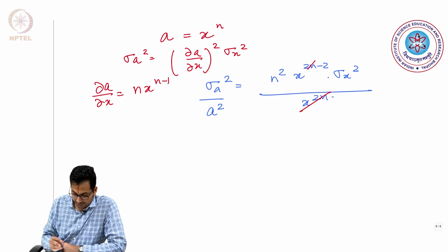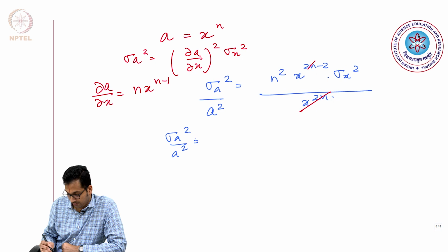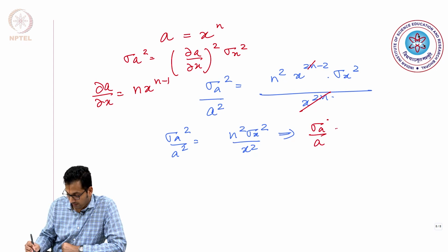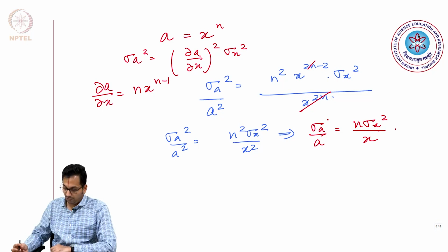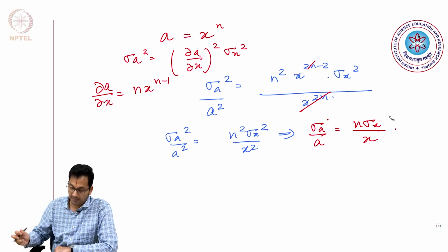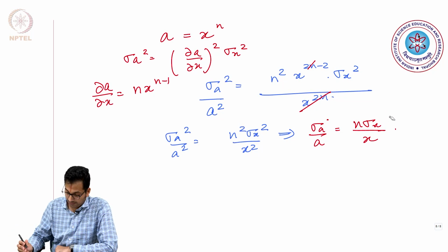So, this will result in sigma A square by A square is equal to n square sigma x square divided by x square. This implies sigma A by A is equal to n sigma x by x. Good.